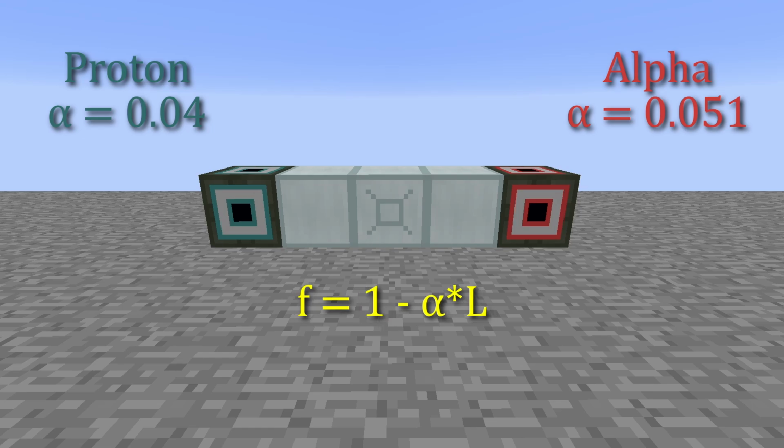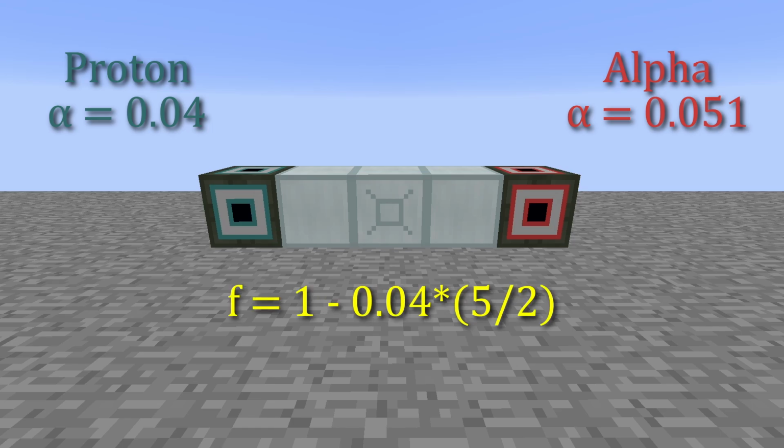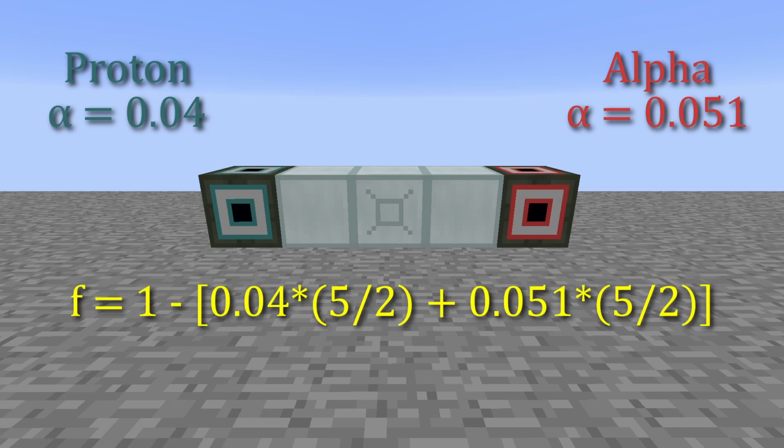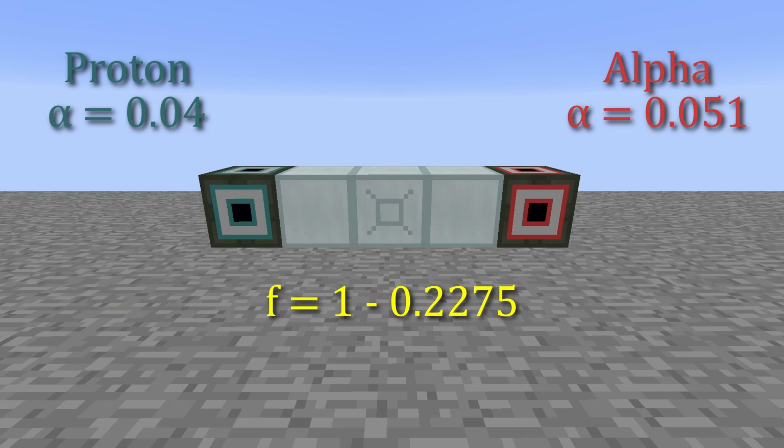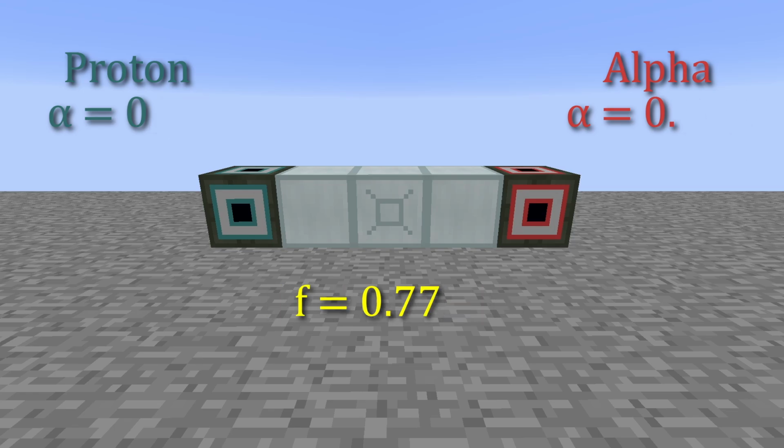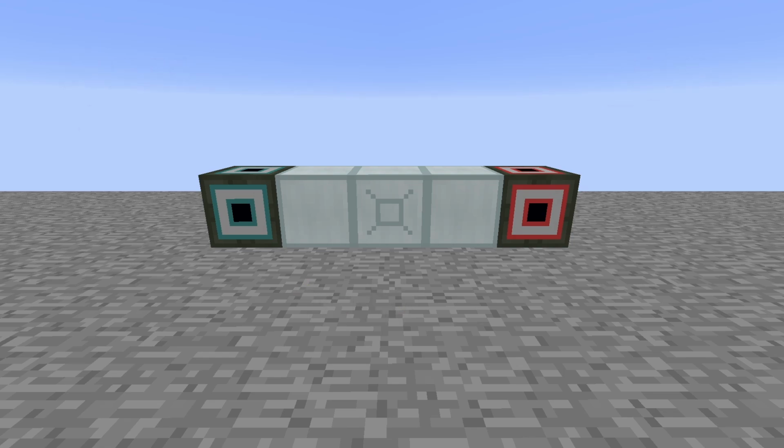Now, let's see how much focus we expect to get at the exit. Let's suppose that the proton beam enters with a focus of 1, so the focus loss is equal to 0.04 times 5 divided by 2 plus 0.051 times 5 divided by 2. The total focus loss is 0.2275 focus, which means that the alpha particle beam will have a focus at the exit equal to 0.7725. It's complicated, but once you get it, it's kind of simple.